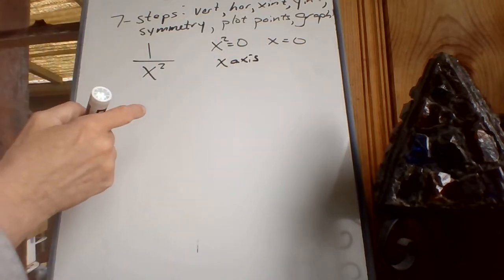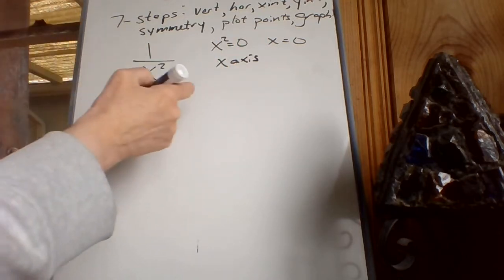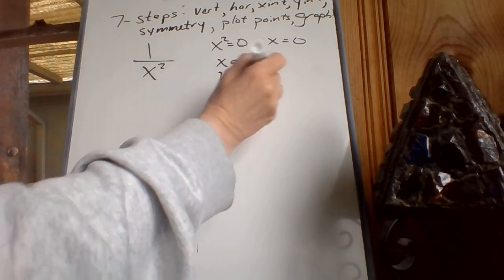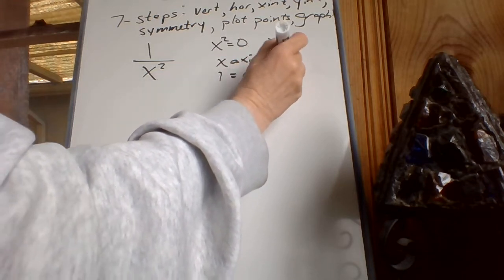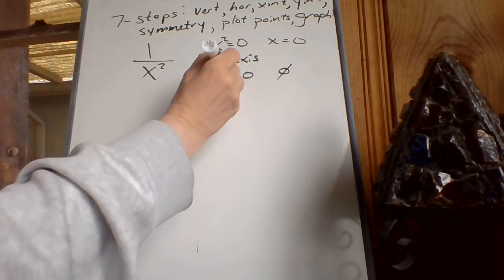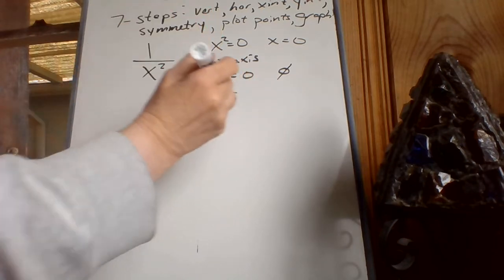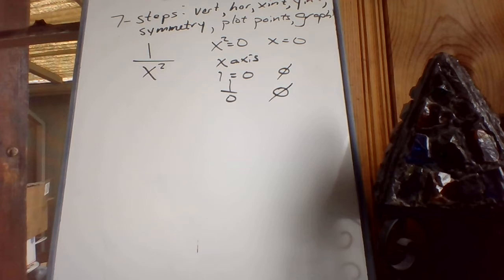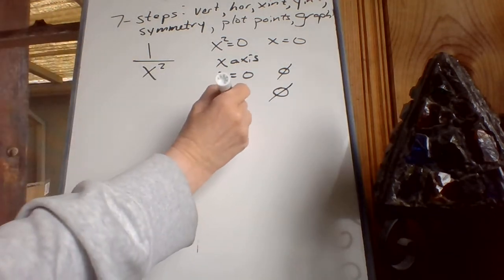All right, now x-intercepts. Set the numerator equal to 0. 1 equals 0. That just does not happen. Empty set, that's not going to happen. Y-intercepts. Okay, plug in 0. Well, 1 over 0. You're not allowed to do that. So there's no x-intercepts, there's no y-intercepts. Symmetry, even and even. Yes, this is actually even.